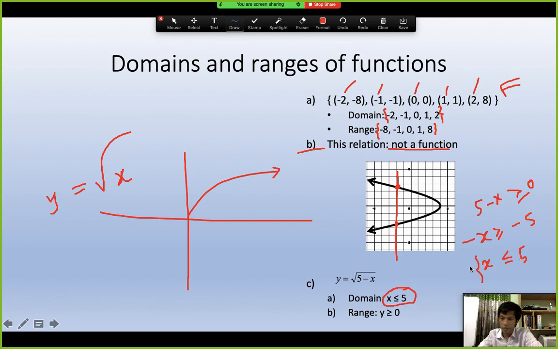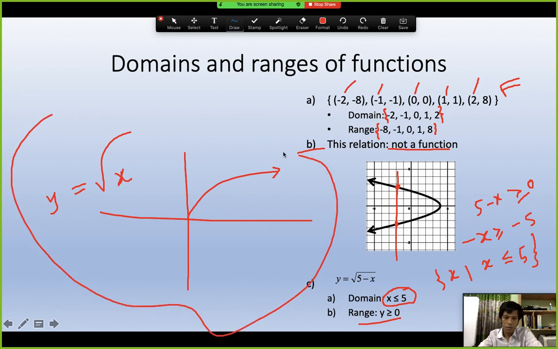And you can give a second bracket if you want to write it in set notation. In fact, complete set notation is x such that x is less or equal to 5. That is the domain of this function. And the range of this function is y greater or equal to 0, because in this square root function, the value of y starts from 0, then goes to positive infinity. Y equal to square root of 5 minus x. As you can see here, x is less or equal to 5 tells us that the graph will go to the left side. Let me show you that.